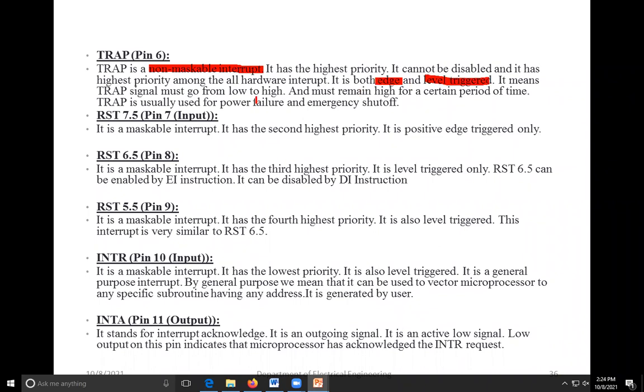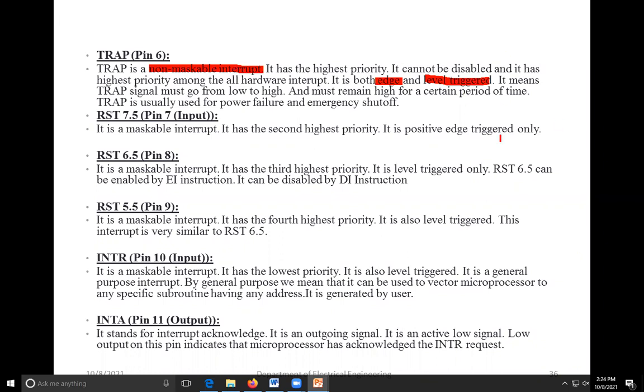Triggering means what? When you're working on the flip flop, you must trigger. If you give the trigger, then it will work, just like the trigger of your gun. If you press the trigger, then the bullet will come out of the gun. So trigger means you have to do some work. So for that purpose, it is edge trigger and level trigger. What do edge trigger and level trigger mean?